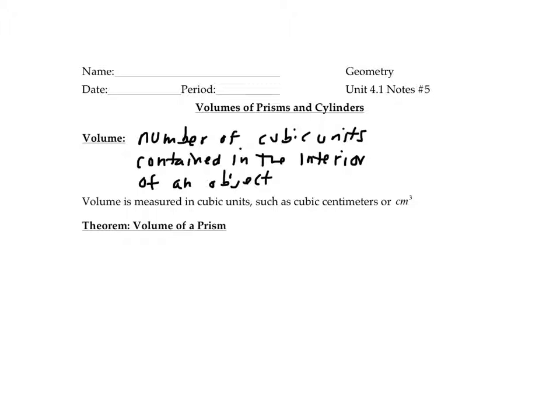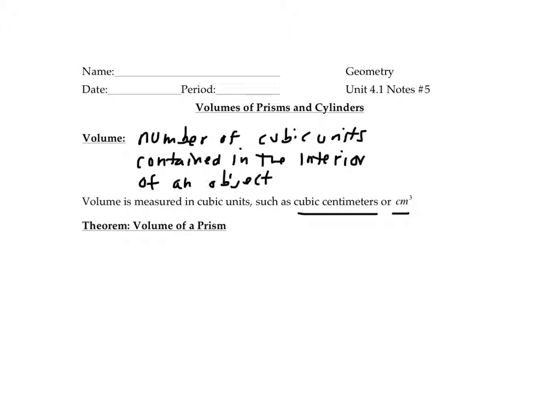So, in other words, we're trying to figure out how many little cubes would fill up a particular type of prism or cylinder. So volume is obviously measured in cubic units. We can write this as, say, cubic centimeters or centimeters raised to the third power, centimeters cubed.